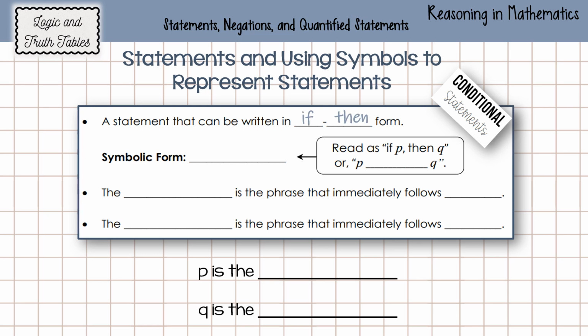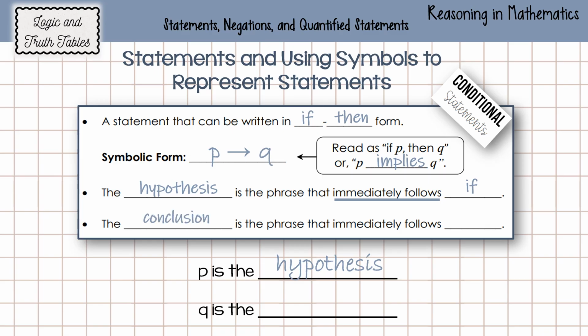A statement that can be written in if-then form. Those are conditional statements. Symbolic form: P implies Q is P arrow Q. So if P, then Q, or P implies Q. The hypothesis is the phrase that immediately follows the if. So P is the hypothesis. The conclusion is the phrase that immediately follows then. So Q is the conclusion.